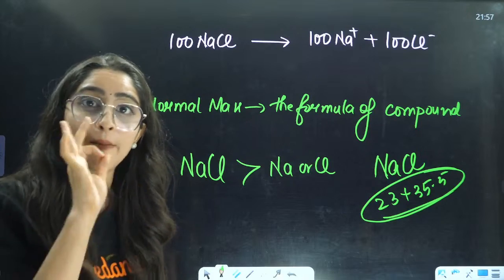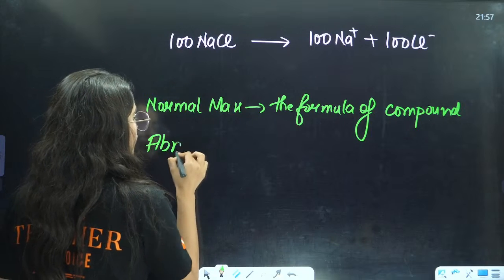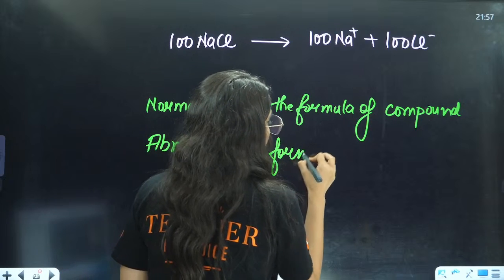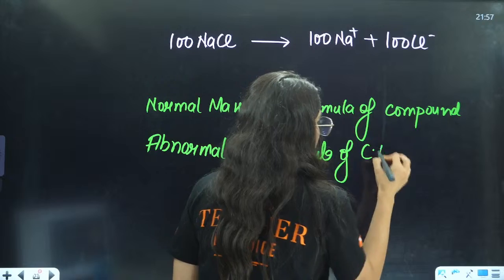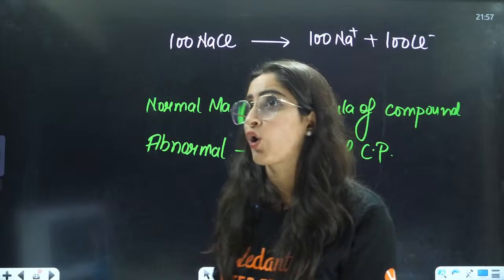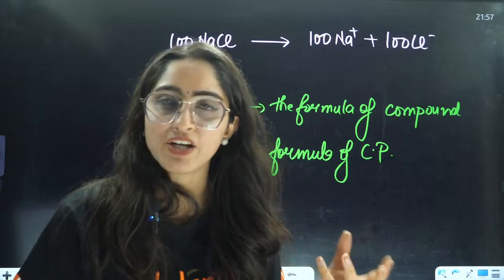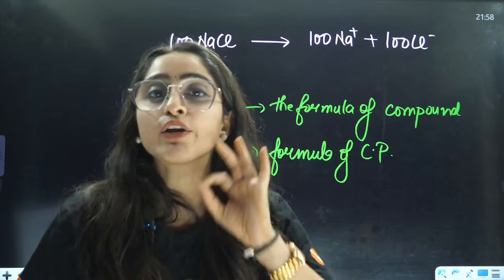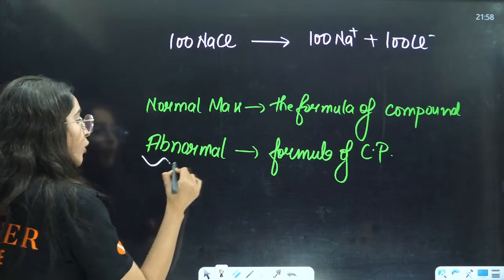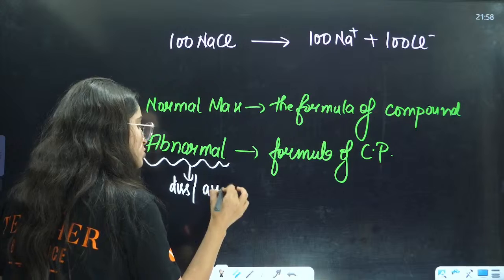That is your abnormal molecular mass, and that abnormal mass is given by the formula of colligative property. Any colligative property you talk about, relative lowering, freezing point, elevation of boiling point or osmotic pressure. When you calculate the molecular mass from that colligative property formula, you get the abnormal molecular mass, which will have dissociation also, and association also.